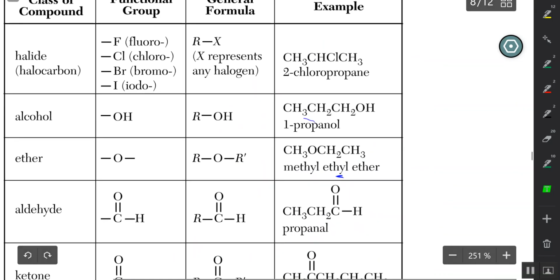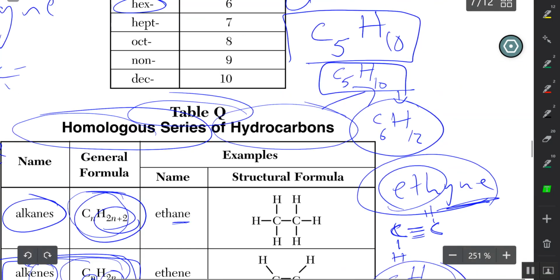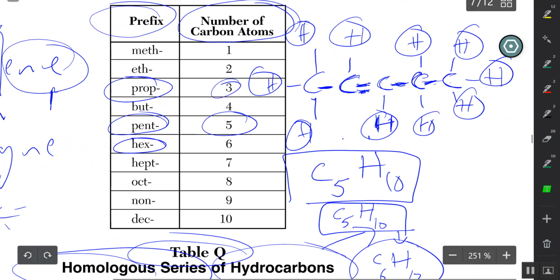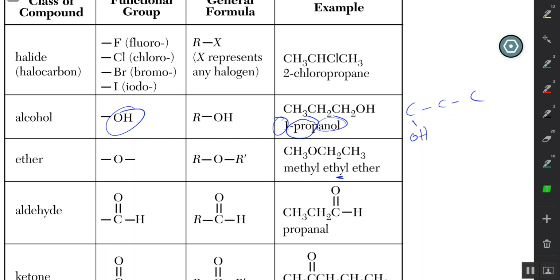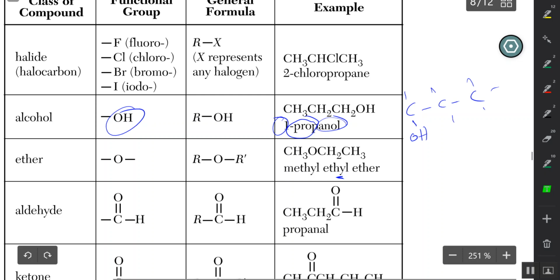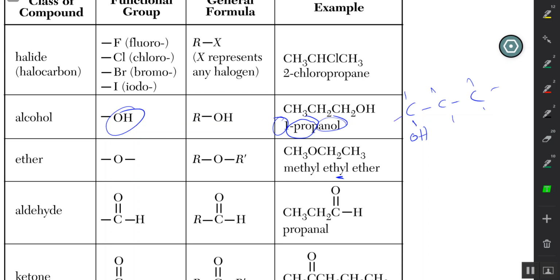Propanol. Prop, according to table P, is 3 carbons. -anol: one of those carbons, the first one, has an OH ending. So here are my 3 carbons, and this first carbon has an OH. And then the rest will have just a bunch of H's. Each carbon has to bond 4 times. Always double check how many times your carbons are bonded.